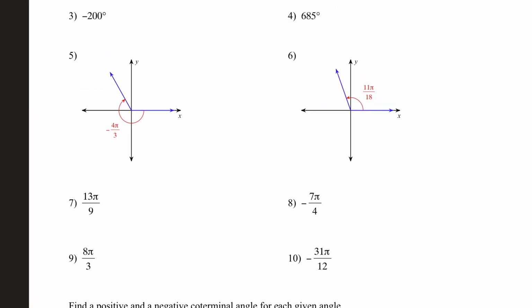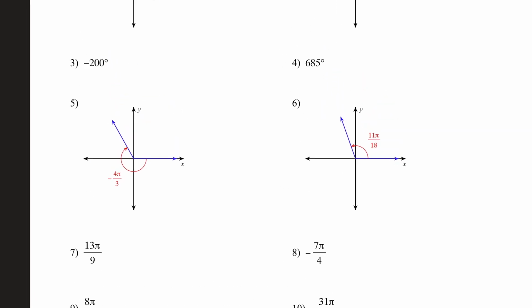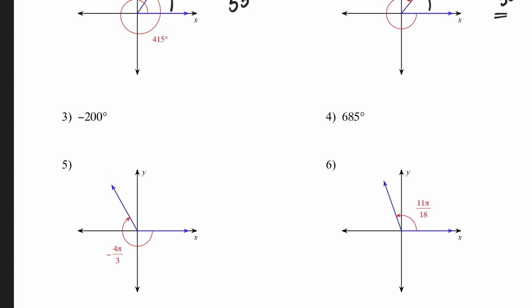For number 3, we're going to have to draw the angle. It's going to take a little bit of practice to get used to negative angles. I'm just imagining going backwards, and each time I hit the horizontal axis, it's a pi, or 180 degrees. So I know I went just beyond 180 degrees.